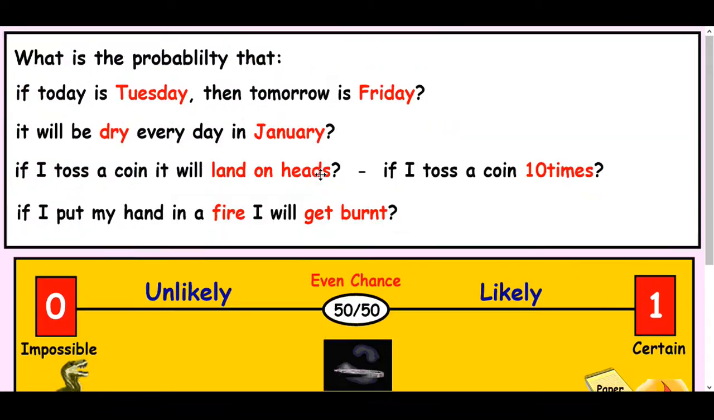Okay, a wee couple of things here then. What's the probability that if today is Tuesday then tomorrow's Friday? Well, that's impossible, isn't it? That's not going to happen. It will be dry every day in January. Well, it's kind of unlikely, isn't it, to be dry every day in January? January's a winter month. If I toss a coin, it will land on heads. Well, that's 50-50, isn't it? I'm not going into this one, but if I put my hand in the fire, I'll get burnt. That's a certainty, all right?